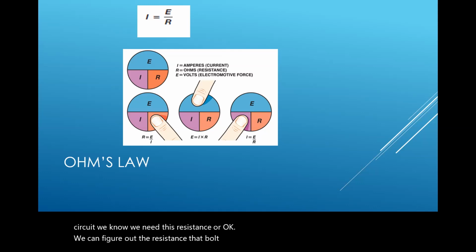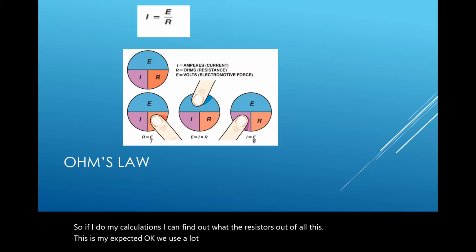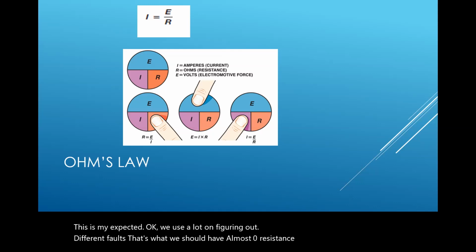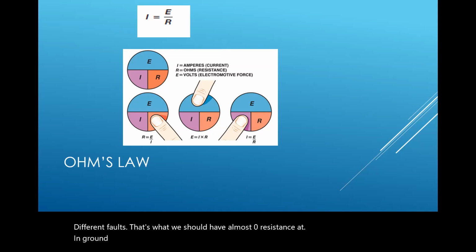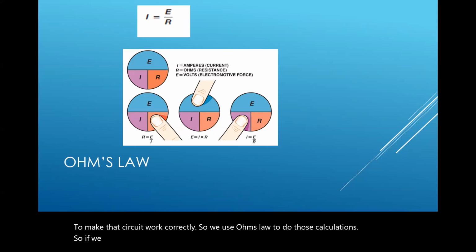Okay, we can figure out the resistance of that bulb. We don't know what the resistance of that bulb is, so if I do my calculations, I can find out what the resistance of that bulb should be. This is my expected. We use this a lot in figuring out different faults. We should have almost zero resistance at a ground. We should have close to zero resistance in a completed circuit to make that circuit work correctly. So we use Ohm's law to do those calculations.